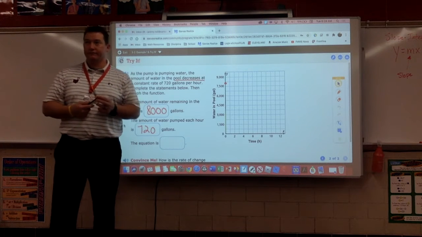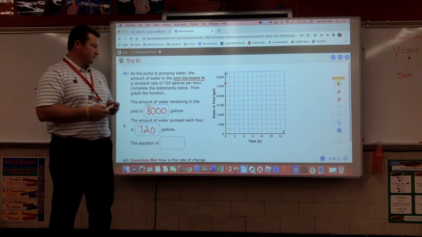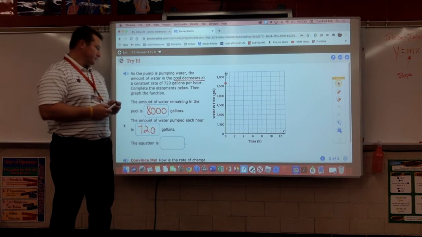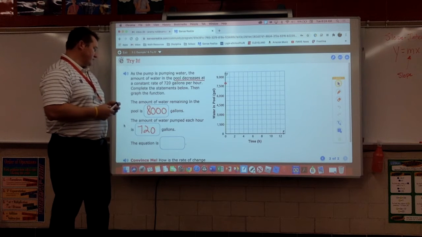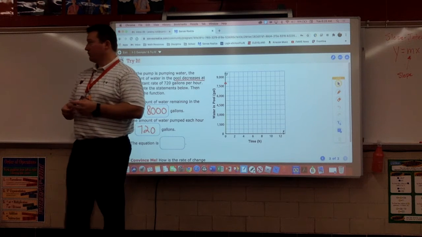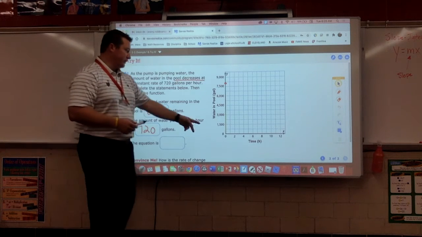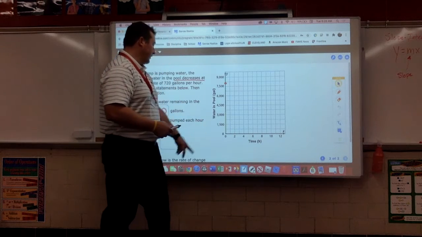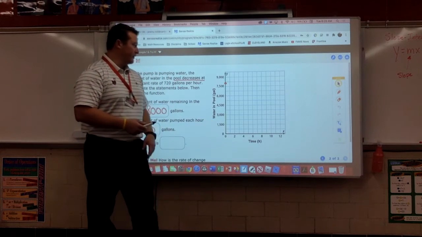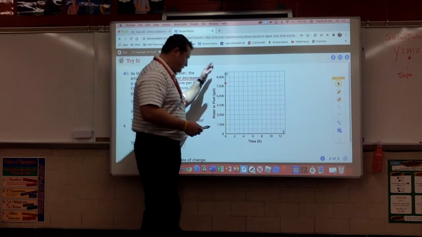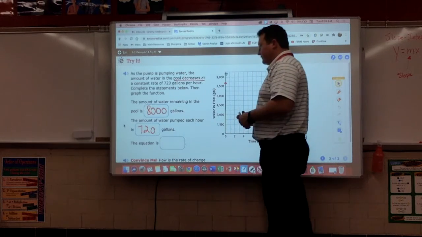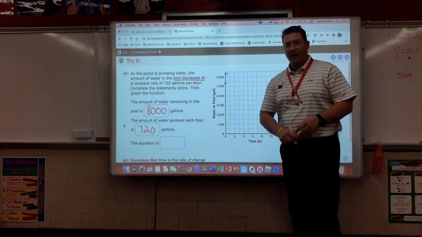Yes, it would. So how much would be left after 10 hours? 800 gallons. That's still not a good number, because this is only 750. I know, terrible scale. We should make a better scale when we do this.